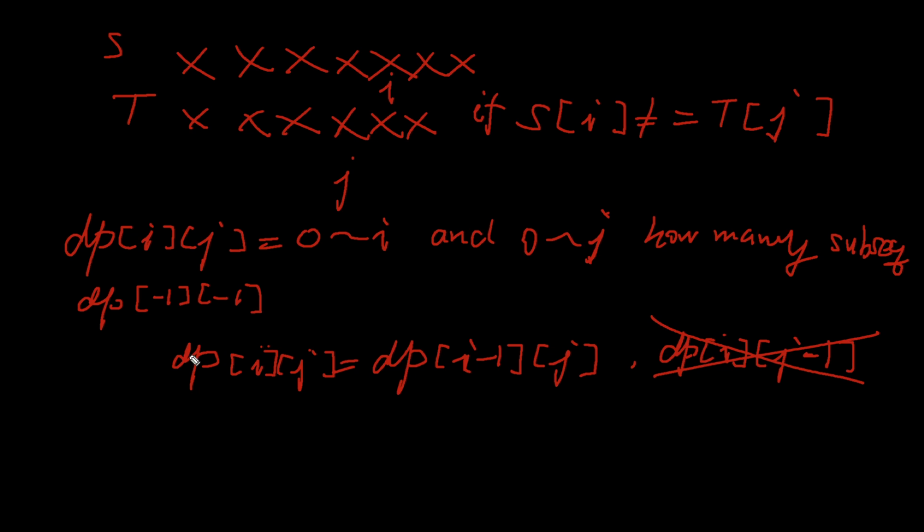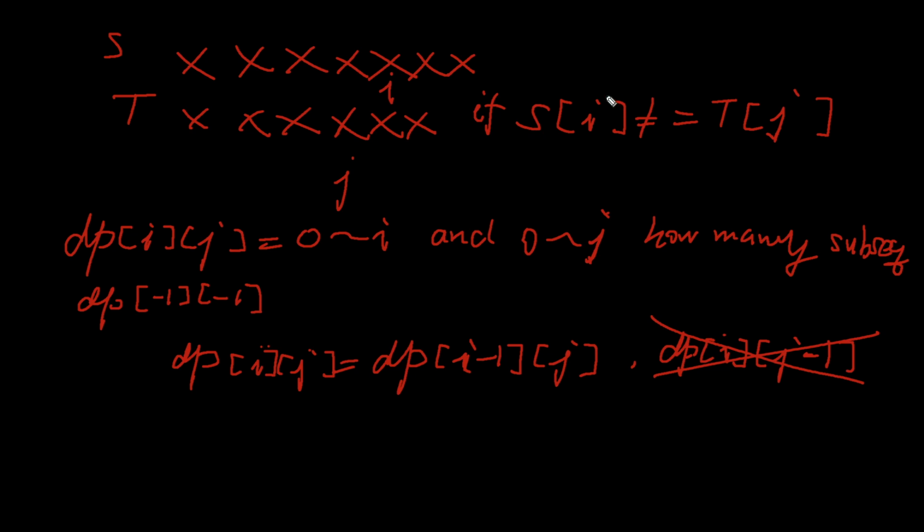That's why if the current i and j are not the same, the only option we have is to go back to i minus 1 to make sure that i minus 1 can include from 0 to j, right? And okay, so that's that.